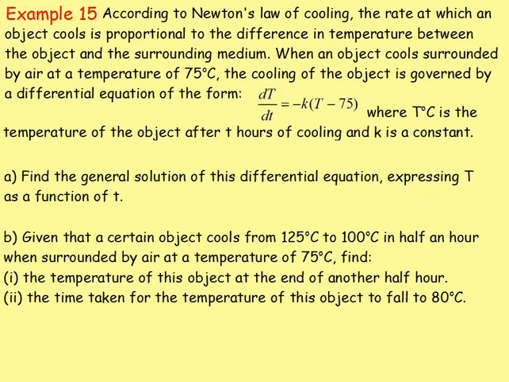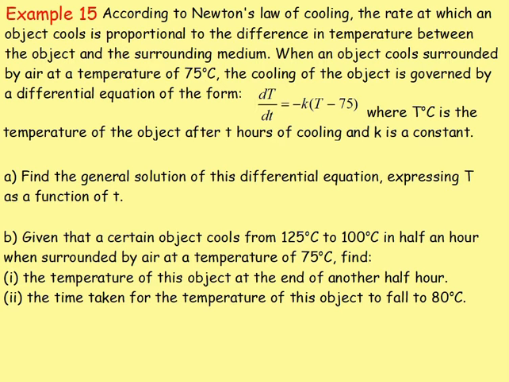So, reading it first of all, according to Newton's law of cooling, the rate at which an object cools is proportional to the difference in temperature between the object and the surrounding medium. When an object cools surrounded by air at a temperature of 75 degrees, the cooling of the object is governed by a differential equation of the form dT over dt equals negative k times (T minus 75), where capital T is the temperature of the object after small t hours of cooling and k is a constant. So part A, find the general solution of this differential equation expressing T as a function of t and k.